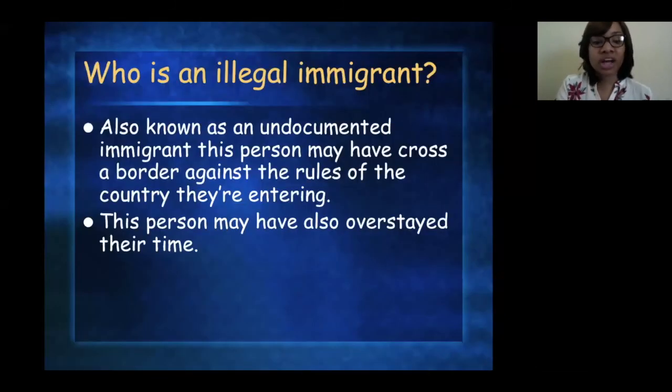Okay, I just want to cover this before we leave. So who is an illegal immigrant? What makes a person illegal?